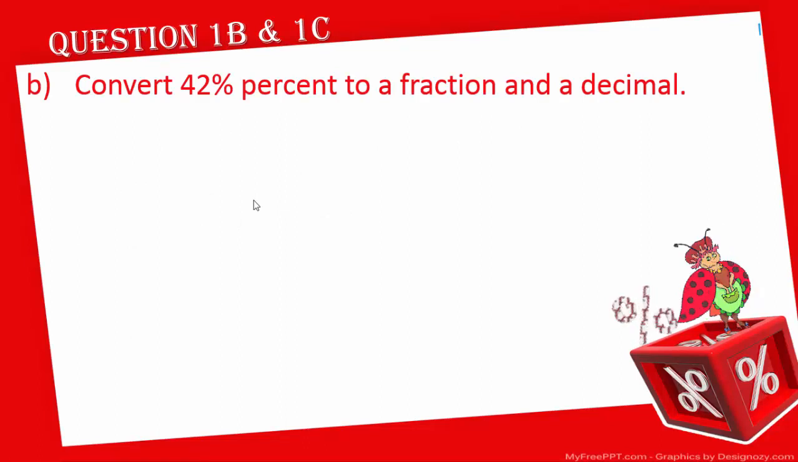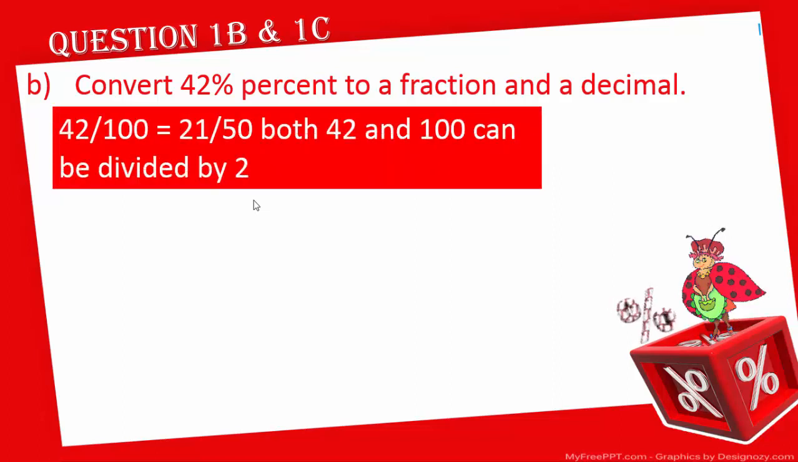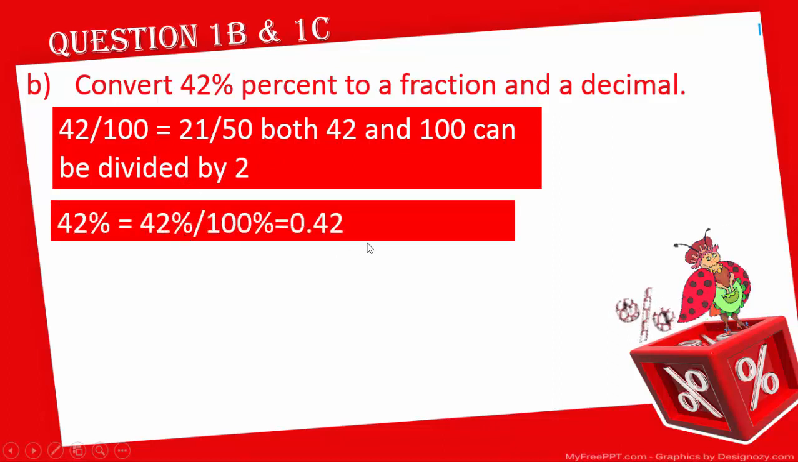Now, returning to our PowerPoint, I'll just fill in the information that we just figured out on the whiteboard, so it's a little easier to read. And here we found the fraction is 21 over 50. And just like on the whiteboard, we found the decimal is 0.42.